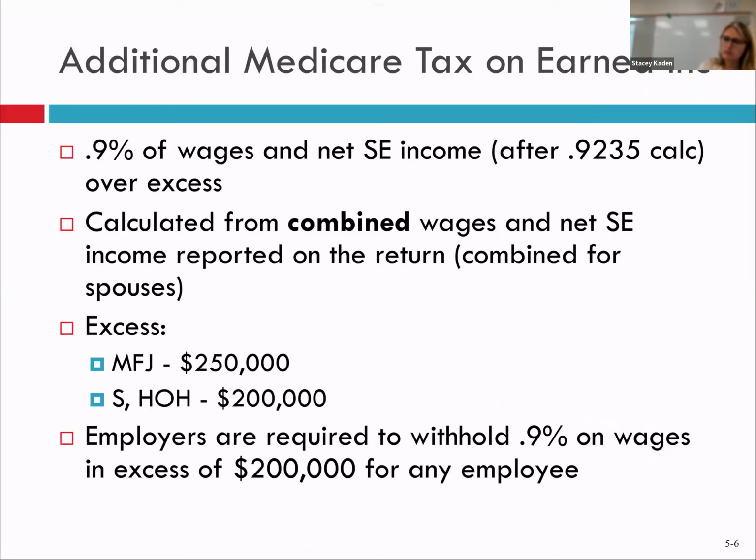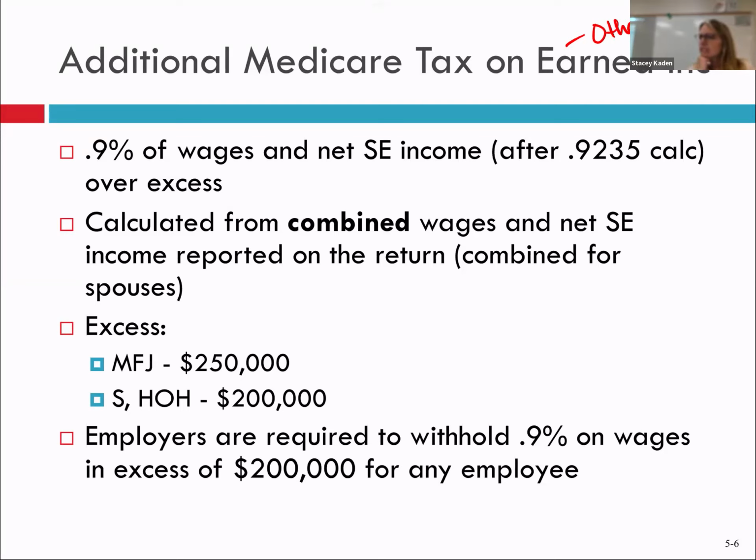All right, flip your resource sheet over. Next up, we're going to talk about the additional Medicare tax on earned income. Where does that fit in your income tax formula? Other taxes. All right, both. If you look at your resource sheet, you'll see the additional Medicare tax on earned income and the additional Medicare tax on unearned income.